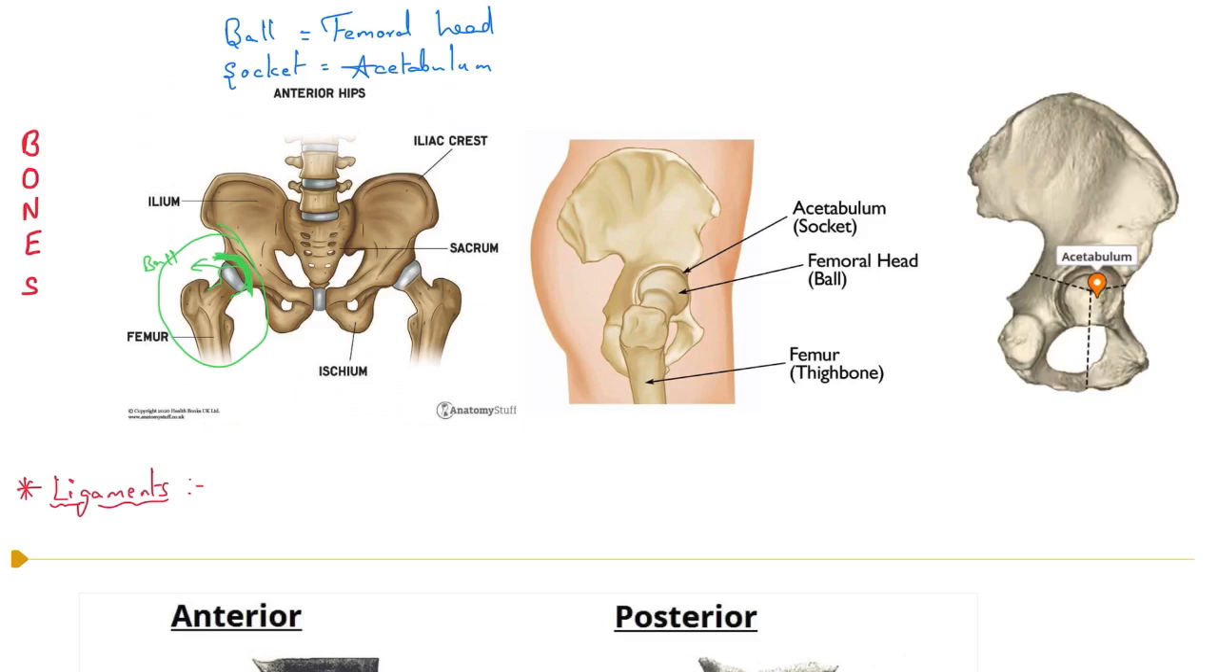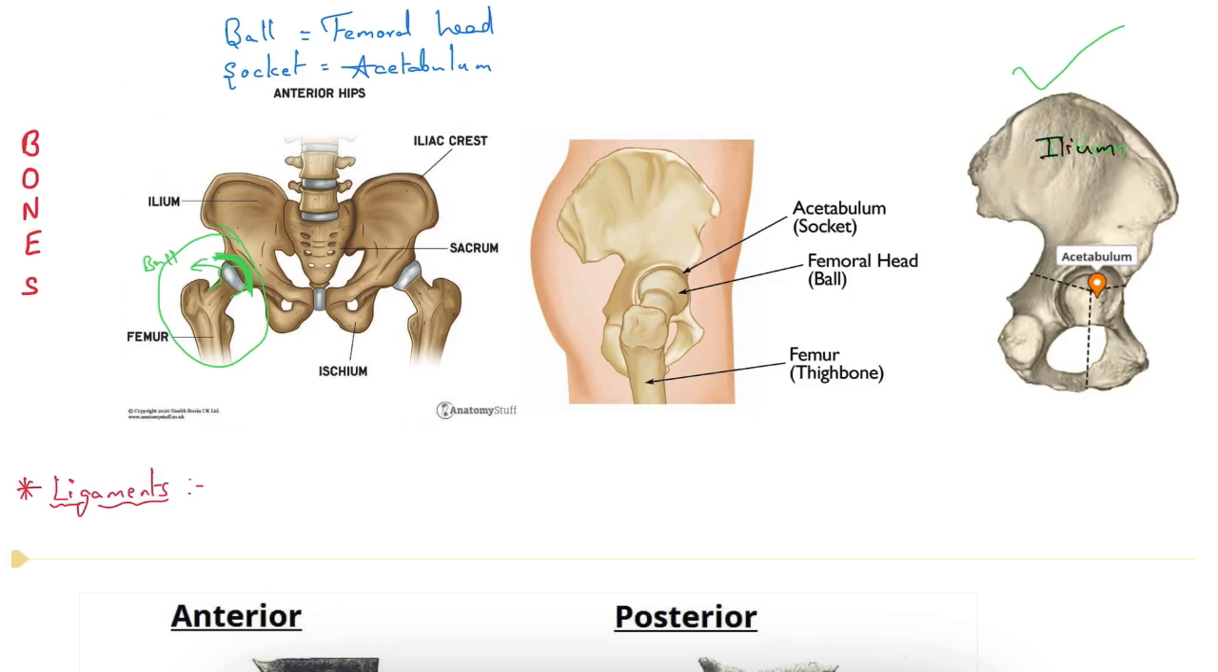Most of this structure is stabilized by the bones, that is the femoral head and the acetabulum. If you look at this image, you can see the acetabulum. This is the lateral part of the acetabulum, and it is formed by, you can see here, the ilium.